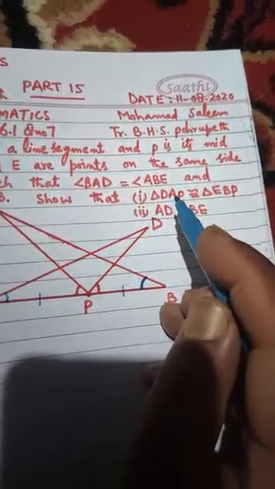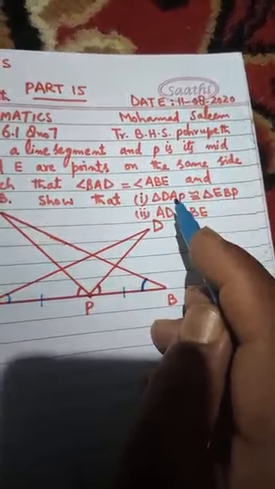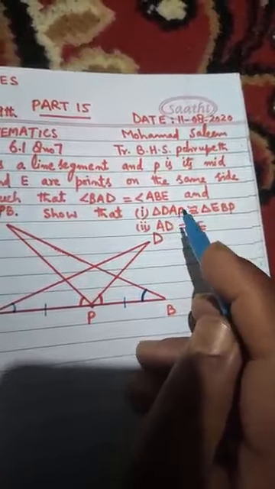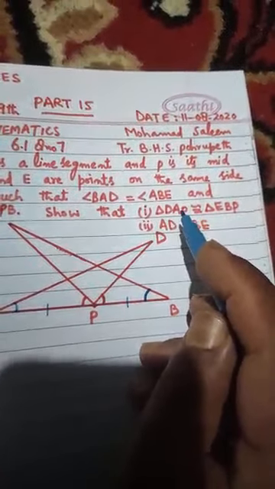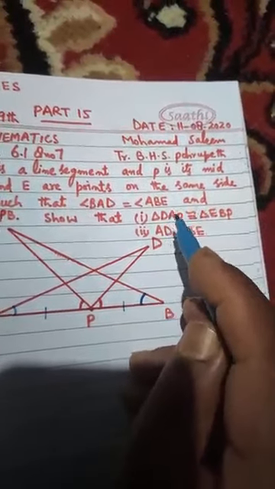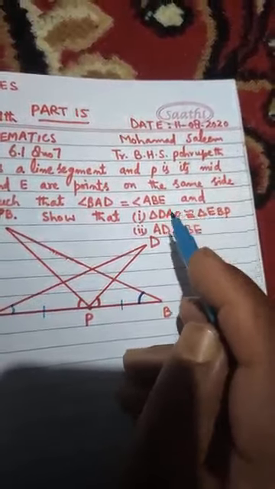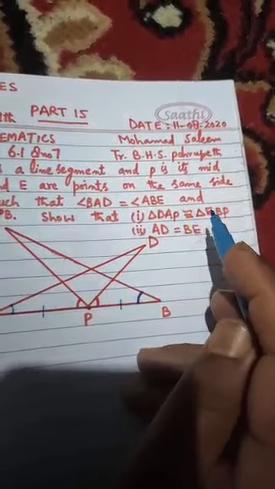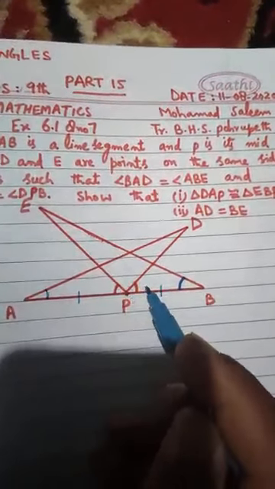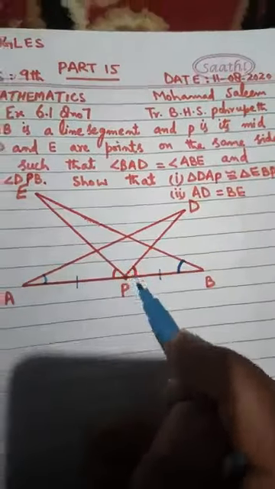Now let us try to prove that these two triangles are congruent, and for that we must see what is common between these two triangles. Before looking at what is common between them, we must first take these two angles and see what will happen to these two angles.